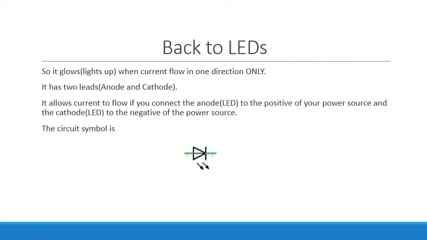Now back to LEDs. LEDs glow when current flows through them, and current can only flow through them in one direction. So an LED glows when current flows through it in one direction only. An LED has two leads. What do I mean by leads? What you call terminals. I explained in the previous tutorials that what you refer to as terminals are also called leads. So it has two leads, the anode and the cathode.